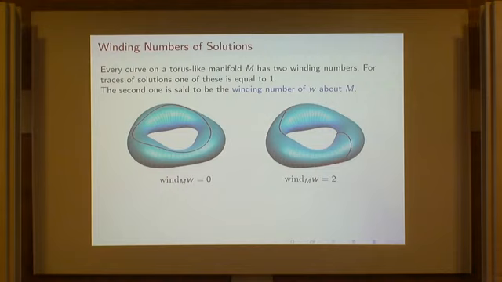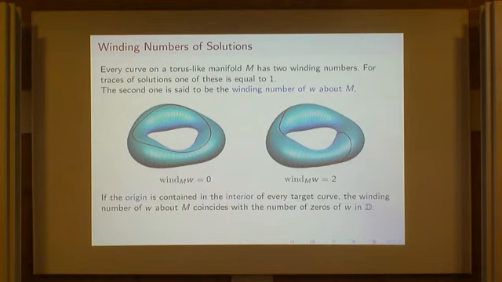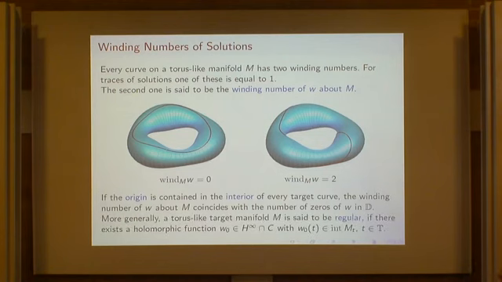Then we have solutions with different winding numbers about this target manifold. And now we have a very important assumption which will be discussed later in this talk, namely we assume that the origin is contained in the interior of all target curves. Then this winding number corresponds to the number of zeros inside. This is just the argument principle. And we can generalize this a bit.